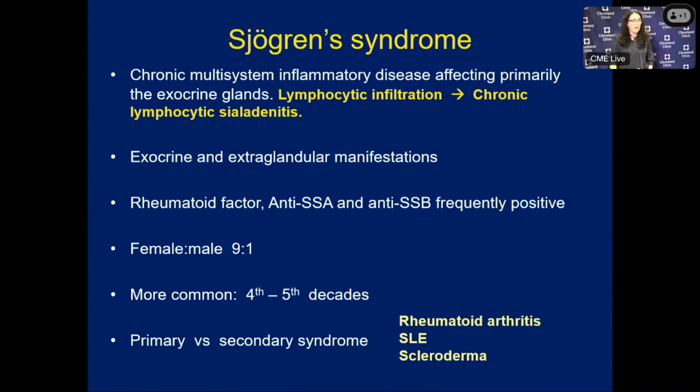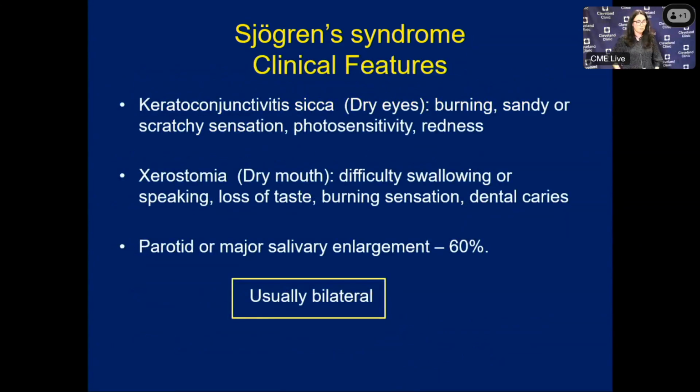These patients have a high frequency of rheumatoid factor, anti-SSA, and anti-SSB antibodies. It's more common in females, and more common in older females in the 4th and 5th decades. It can present as a primary syndrome when there is no associated underlying condition, or a secondary syndrome when the Sjogren's is secondary to rheumatoid arthritis, for example, lupus or scleroderma. So part of these other conditions.